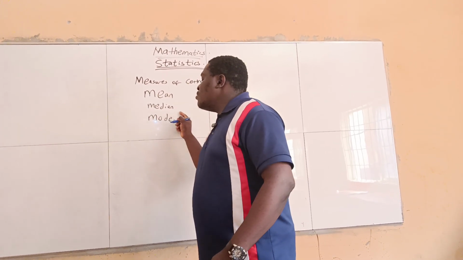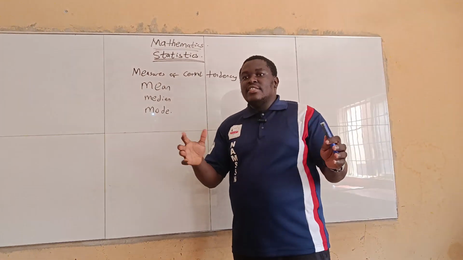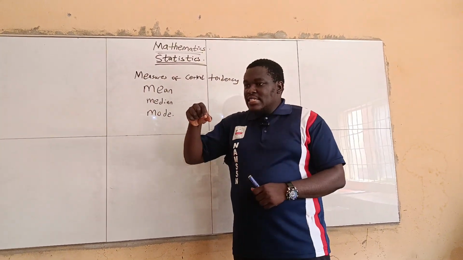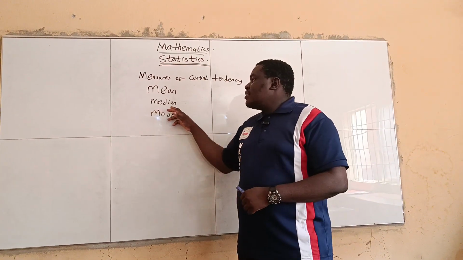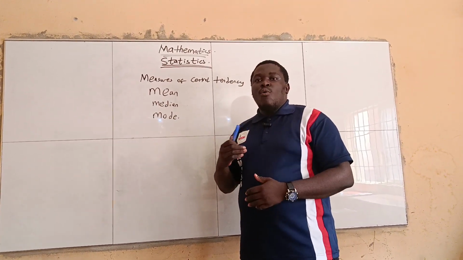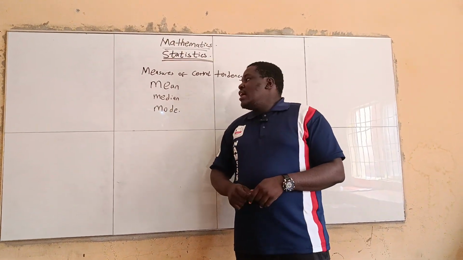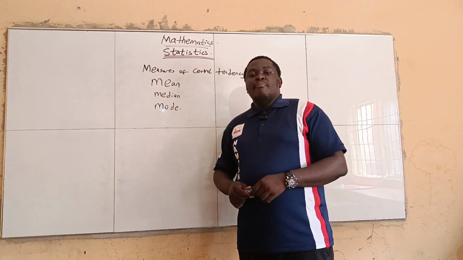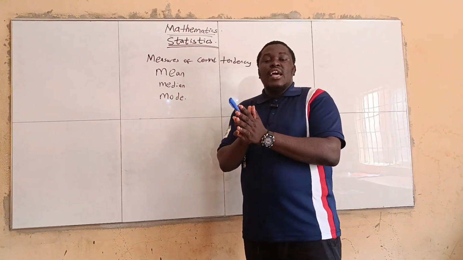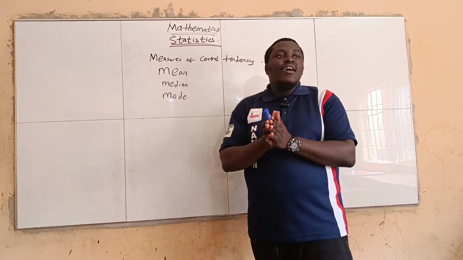From the word median, we'll be talking about what? Middle value. That is, when you arrange the data that you have collected, the one that is in the middle becomes your what? Centralized value. Another one is the mode, the one that occurs more, the one that has the highest number of frequency. We call it the mode. Another one is what we call the mean. Mean is by adding the whole data that you have collected and dividing by the number of data collected.